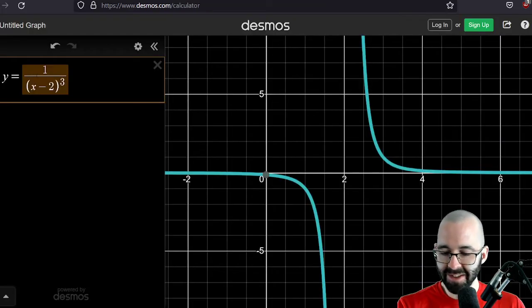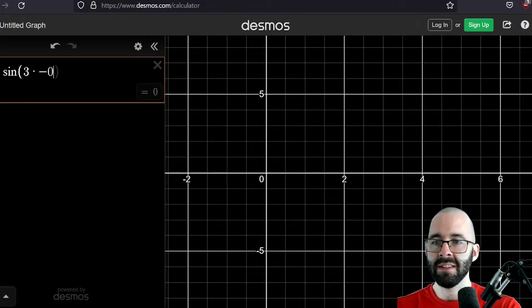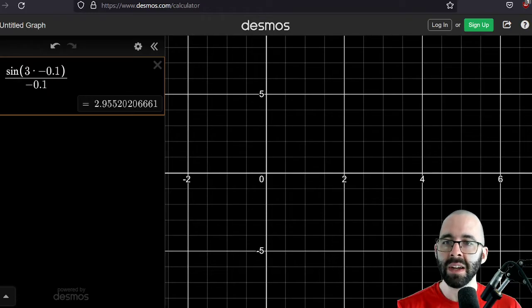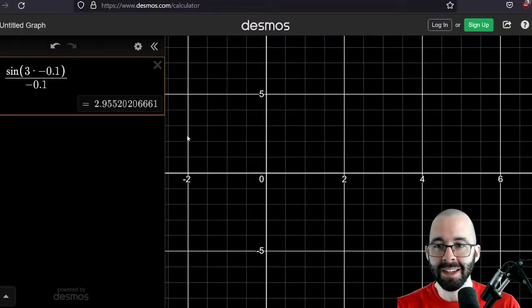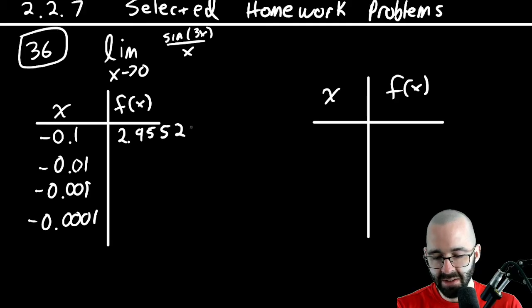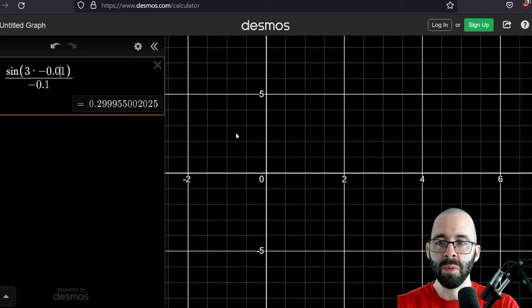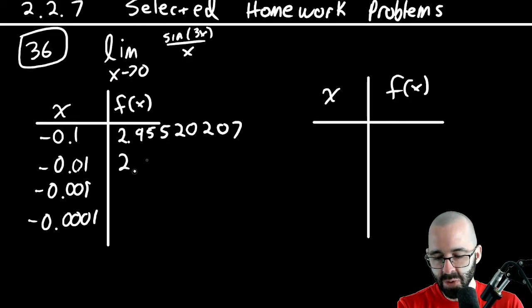Let's go on to Desmos, which knows how to behave. Enter the sine of 3 times some x divided by that x. We're going to get 2.9552, and since it wanted 8 decimal places, 0207. And then change the negative 0.1 to negative 0.01. 2.9995. We're not rounding yet.